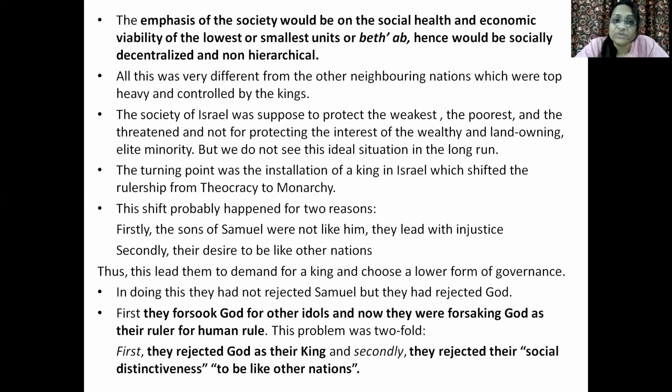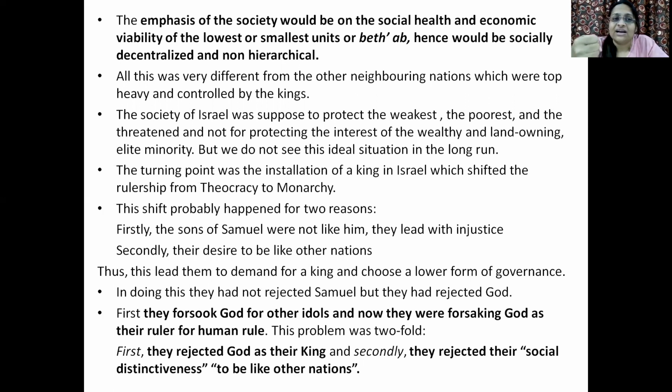So the emphasis of the society should be on the social health and economic viability of the people of the lowest or smallest strata of the society. What was the lowest and smallest strata of the society? It was Bet, that is the father's house. It is small units of houses, or families, as we can say, which form the whole society. So the main emphasis of God was on the social health and the economic viability of the smallest unit, not only of the big units, but of the smallest unit of the society.